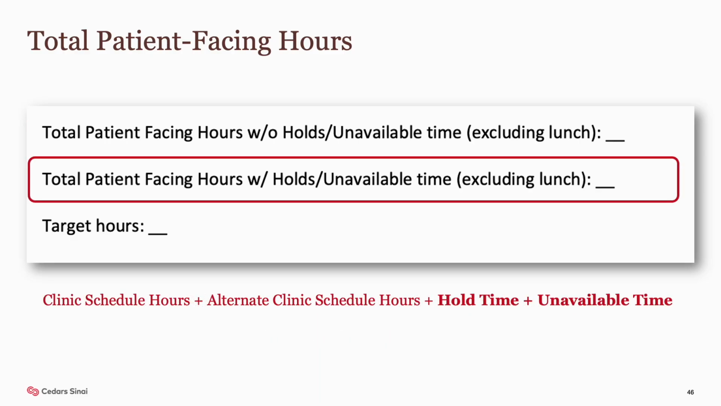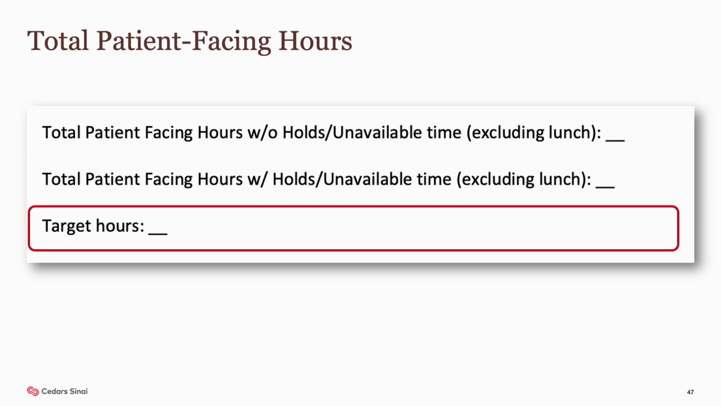The second calculation is total patient-facing hours with holds and unavailable time. This is calculated by adding the determined value above and the hours reported in the holds and unavailable time section. For example, if you had 1 hour in total holds and 2 hours in total unavailable time, you'll add them to our previous 32-hour patient-facing hours to give you a total of 35 hours. The last calculation is target hours, which is essentially the expected clinical hours needed to deploy based on the provider's CFTE.